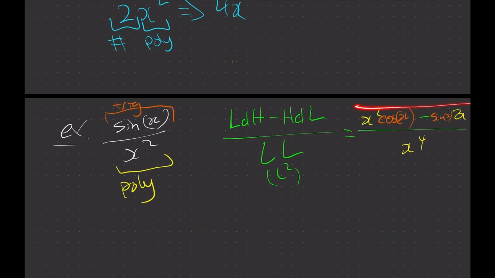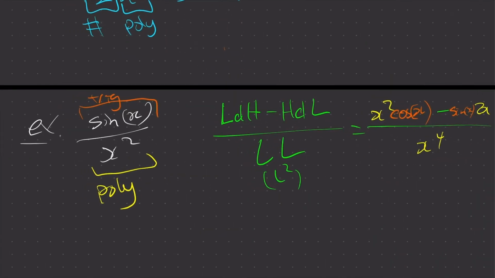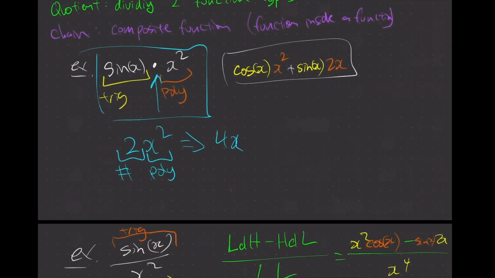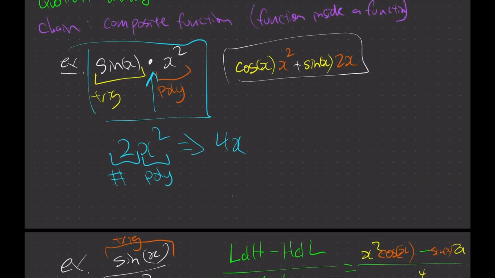Quotient rule, done. Just remember: low, d the high, minus high, d the low, over low squared. That's it. And finally, we have the chain rule. Chain rule is in purple, so let me change my color back.